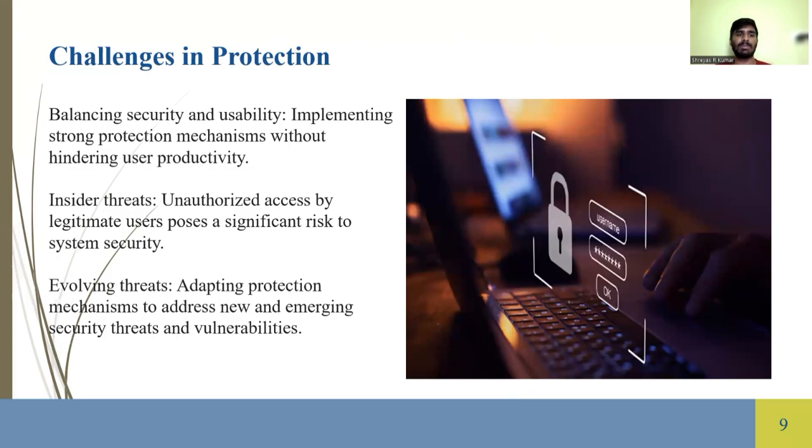Now, let's see the challenges in protection. Some of the challenges in protection are balancing security and usability, insider threats, and evolving threats. Firstly, balancing security and usability: implementing strong protection mechanisms without hindering user productivity. Next, insider threats: unauthorized access by legitimate users poses a significant risk to system security. And lastly, evolving threats: adapting protection mechanisms to address new and emerging security threats and vulnerabilities.